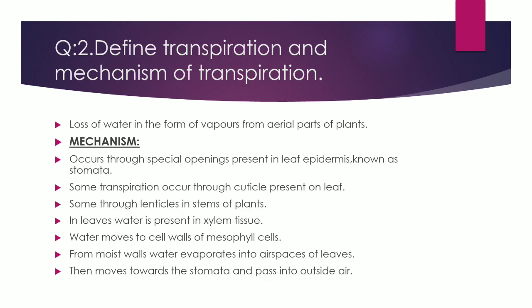Okay dear, your question number 2 is about transpiration and the mechanism of transpiration. Transpiration is defined as the loss of water in the form of vapors from the aerial parts of the plant. So the mechanism: it occurs through special openings present in the leaf epidermis known as stomata. Stomata are the small openings present on the leaf surface through which water is transpired out from the plant body. Okay dears, some transpiration also occurs through the cuticle present on the leaf.